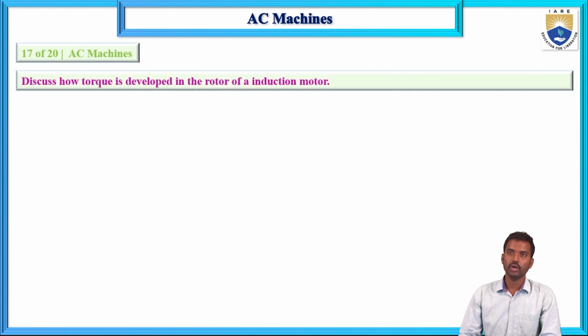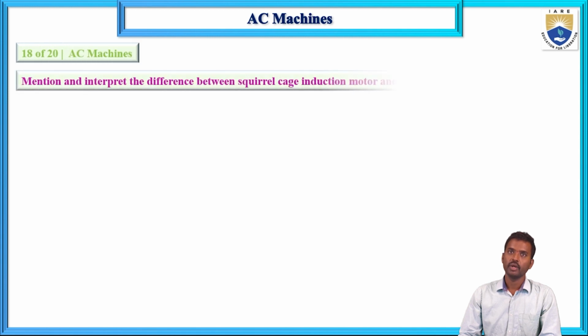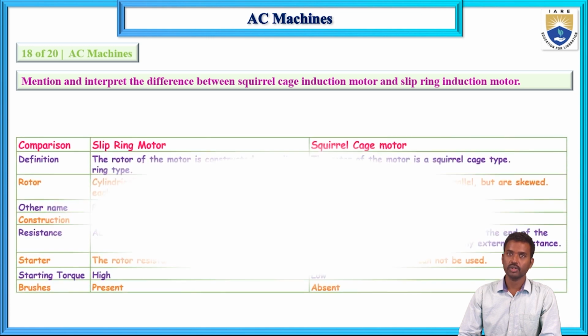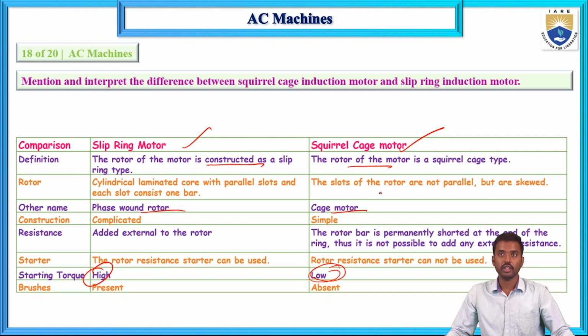discuss how torque is developed; this also I explained. Mention and interpret the difference between squirrel cage induction motor and slip ring induction motor. This is also explained, the same thing. For low starting torque we use squirrel cage, and for high starting torque we use slip ring, and there is another name based on construction type.